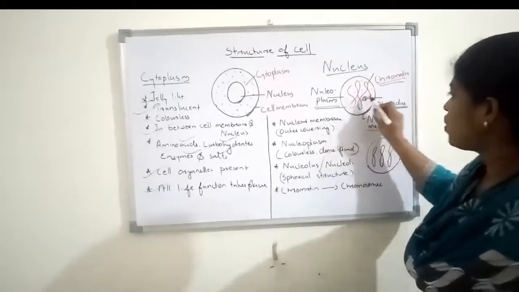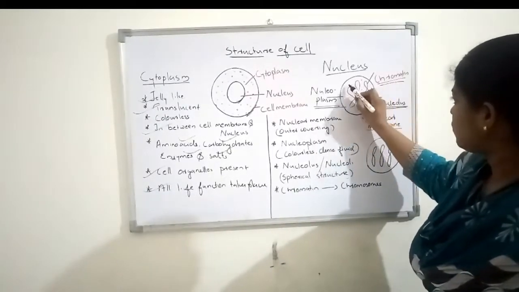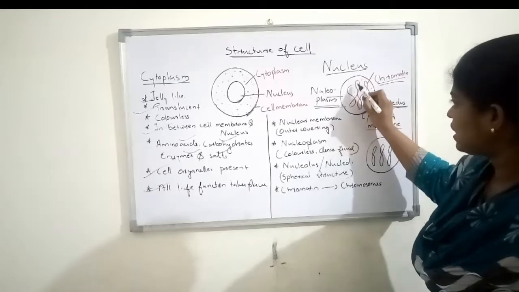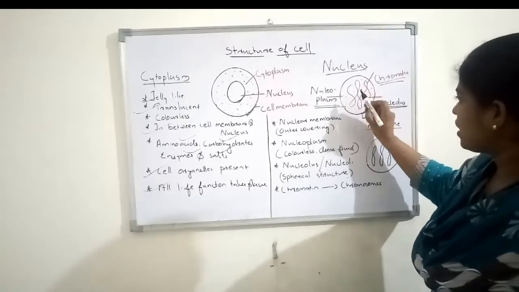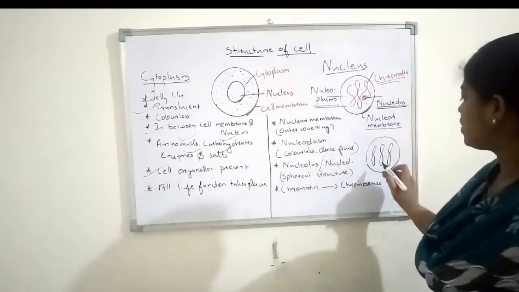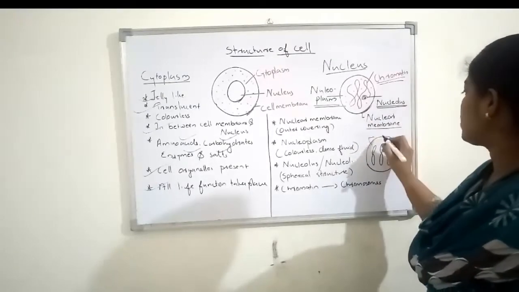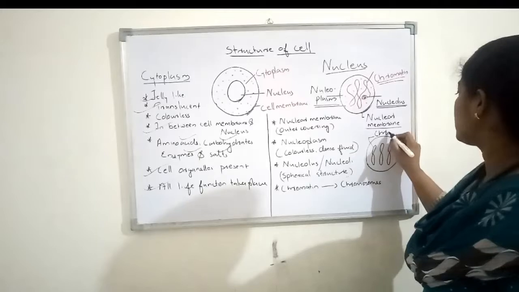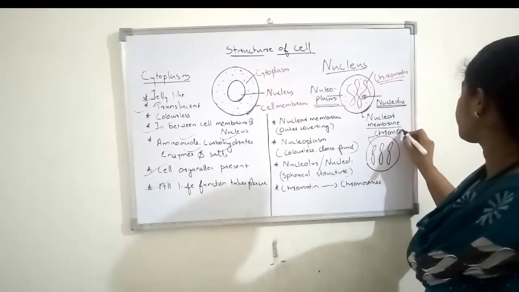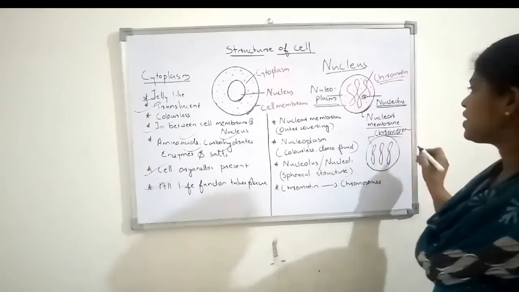But when it is undergoing division, the chromatin, which is now in the form of a thread, is going to condense and form like this. At that time, we are not calling it chromatin. What are we calling it then? Chromosome. Have you understood?